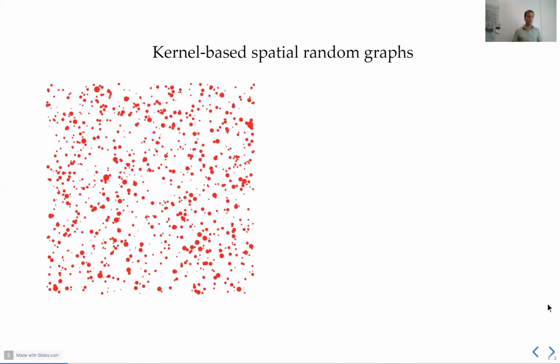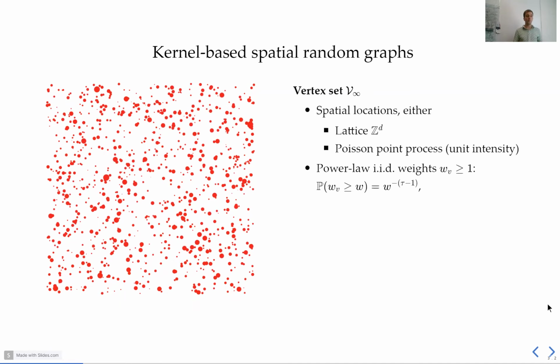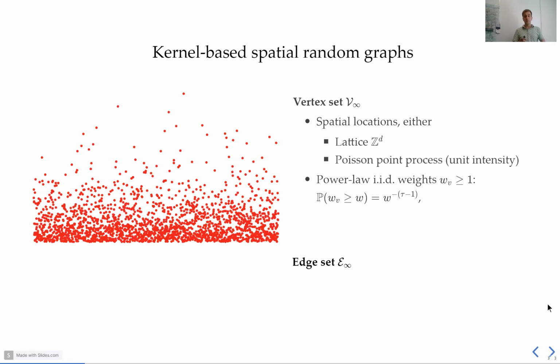So how do we get a geometric inhomogeneous random graph? I call it here kernel-based spatial random graph, as in the paper, and GIRGs are just a special case of that model. We start now with a vertex set where each vertex has a spatial location and an IID weight, which we will assume to be a power law. Here you see the two-dimensional case, where we look from above and the radius of each vertex corresponds to its weight. But sometimes I will also draw it like this, where the model is one-dimensional and the height of a vertex corresponds to its weight.